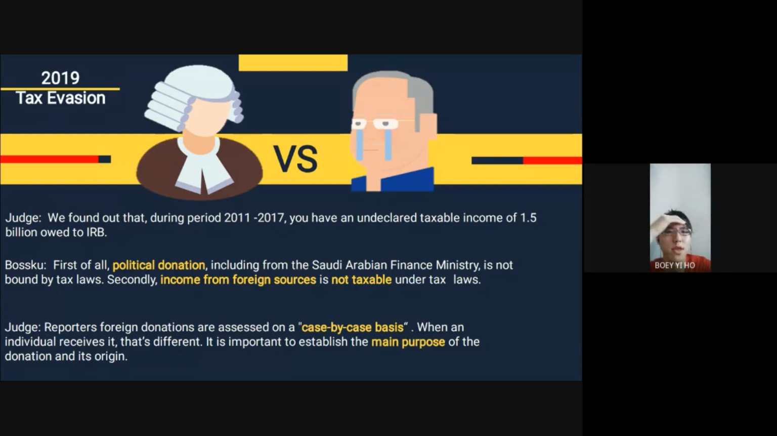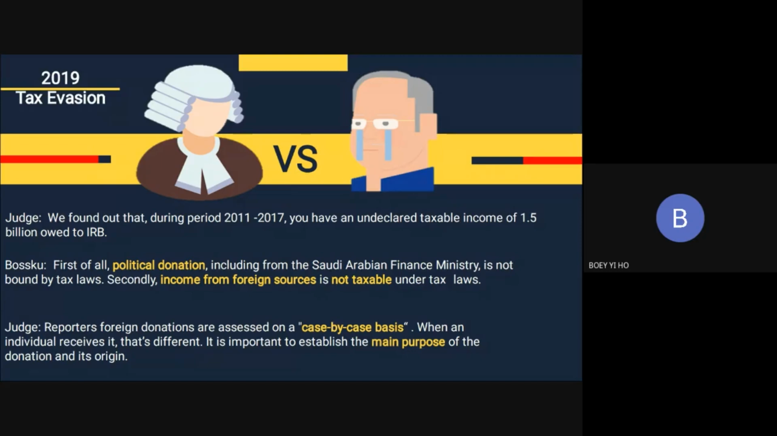Now, read this dialogue. The judge says, we found out that during the period 2011 to 2017, you have an undeclared taxable income of 1.5 billion owed to IRB. Now, the man in the slide says, first of all, political donation, including from the Saudi Arabian Finance Ministry, is not bound by tax law. Secondly, income from foreign sources is not taxable under tax laws. Okay, the judge says, reported foreign donations are assessed on a case-by-case basis. When an individual is the recipient, that is different. It's important to establish the main purpose of the donation and its origin.